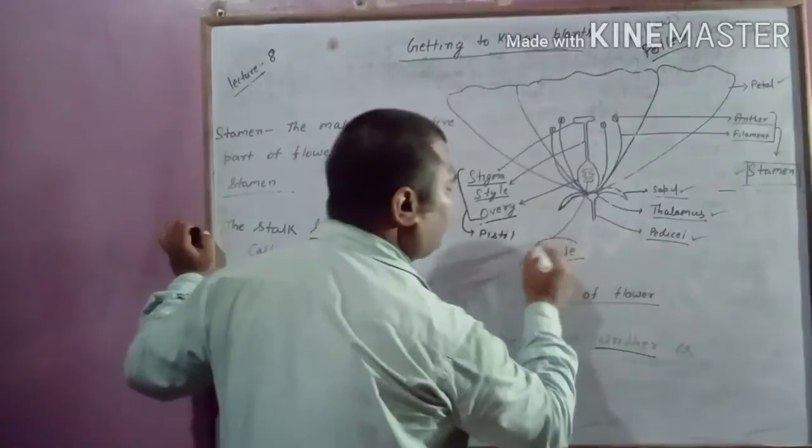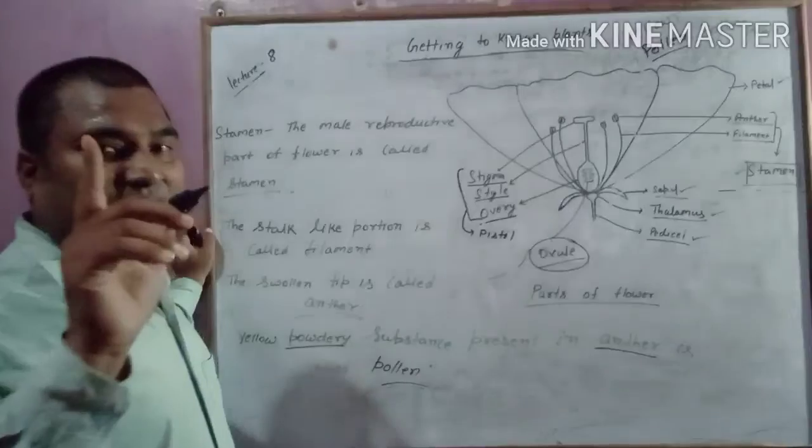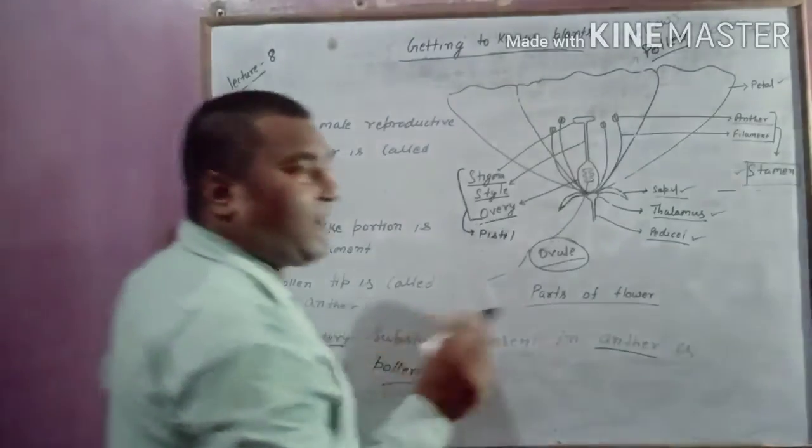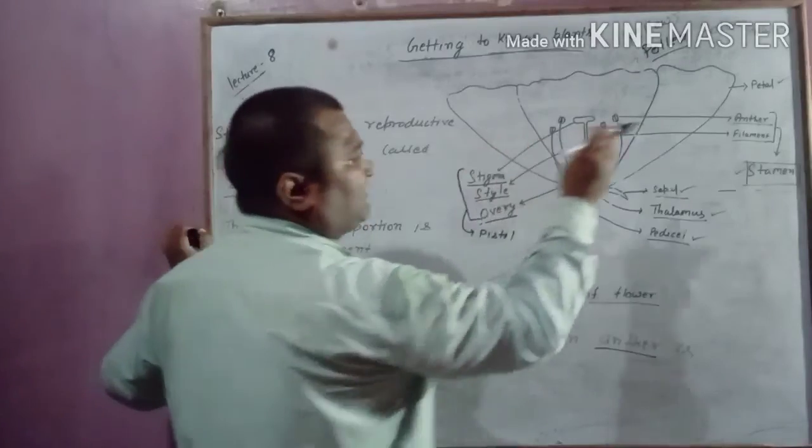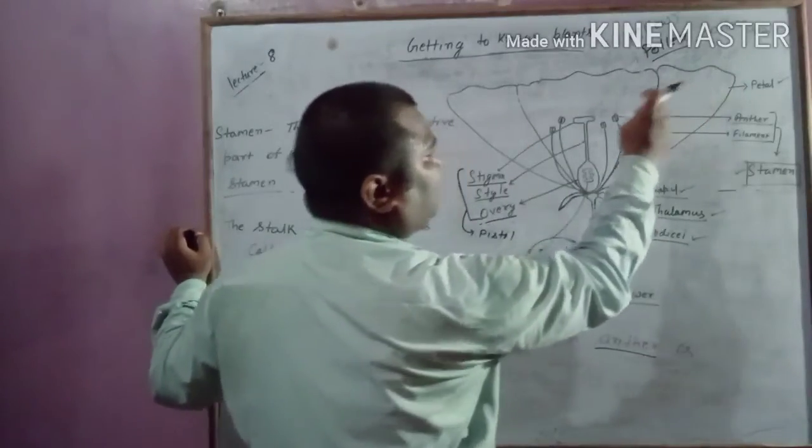This is called ovule. One thing you have to remember: after fertilization and everything happens, the sepal, petal, anther, everything will fall off.